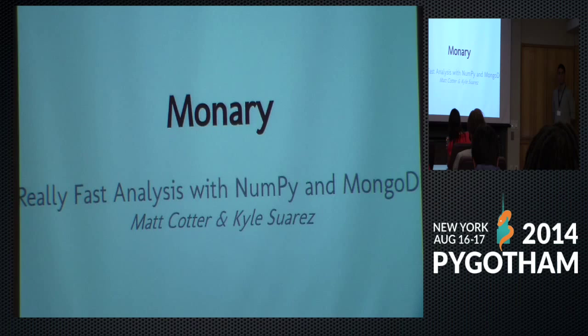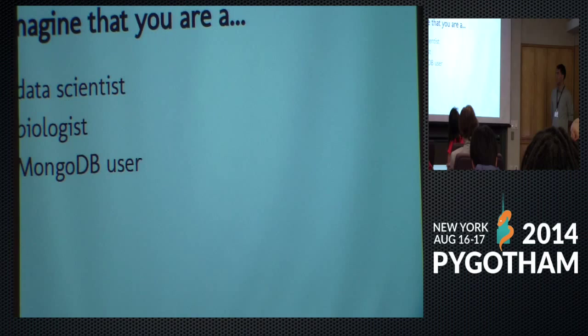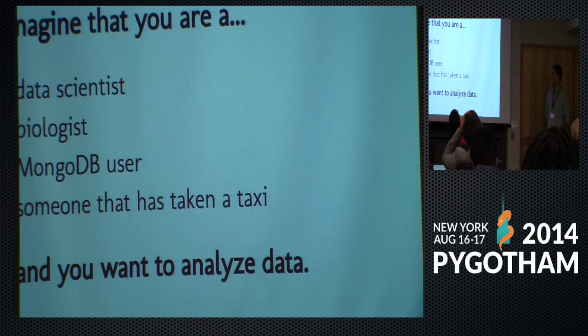So I'm going to get started. Today our talk is about our project called Monary, and it's really fast analysis with NumPy and MongoDB. Before we really get into it, take a second and imagine that maybe you're a data scientist. Or if you're not, maybe you're some other sort of scientist, a biologist. Or if you're none of those, maybe you use MongoDB. And if you don't fit any of the above, well then you had to get here somewhere, so maybe you've taken a taxi to get here. And at the end of the day, you want to analyze some data.